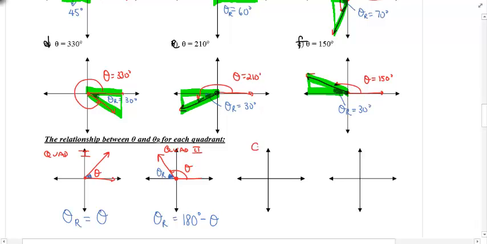Quadrant 3 is next. So once again, I'll quickly draw an angle here, theta. Where is theta r, or the reference angle? Yep, it's right here. And how do we calculate theta r in this case?